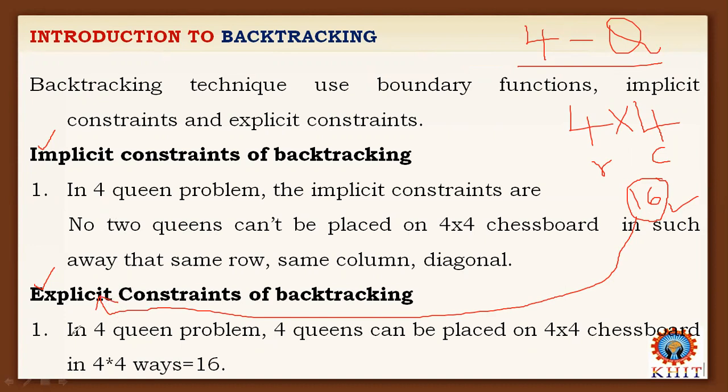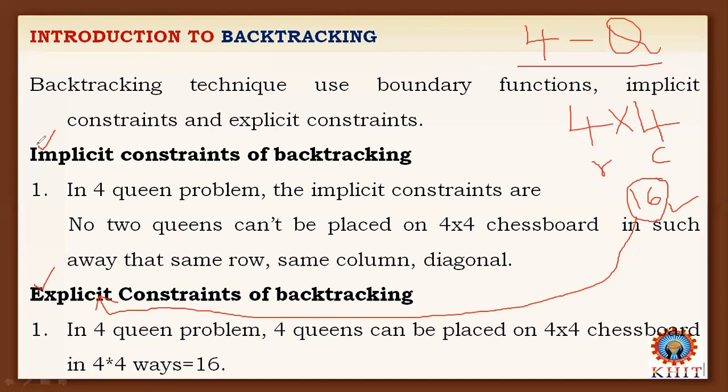That means that in the 4-queen problem, with all 4 queens, queen 1, queen 2, queen 3, queen 4, we need to place all 4 queens in a 4 by 4 chessboard. What are the possible ways? How many possible ways can we arrange or place our 4 queens on a 4 by 4 chessboard? That clearly represents the explicit constraints.